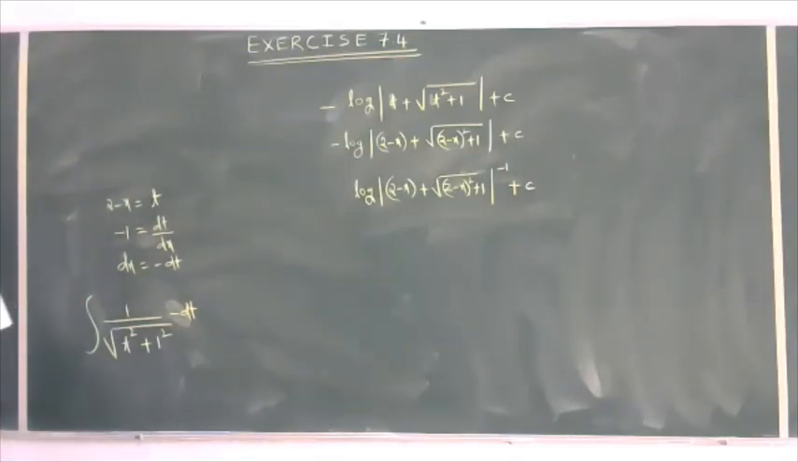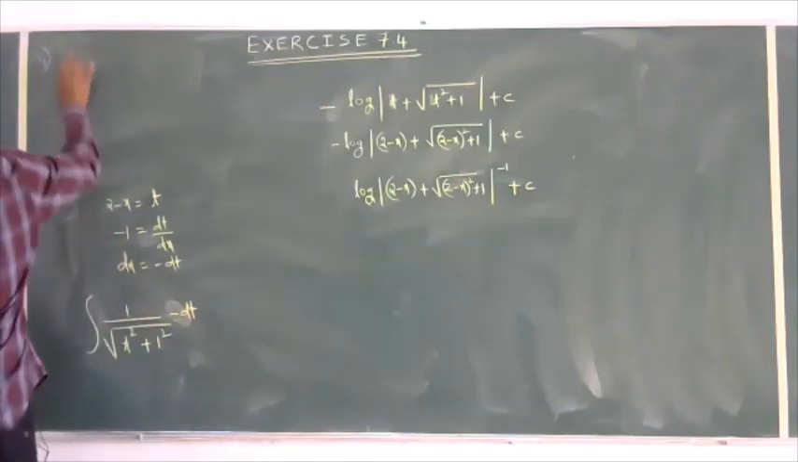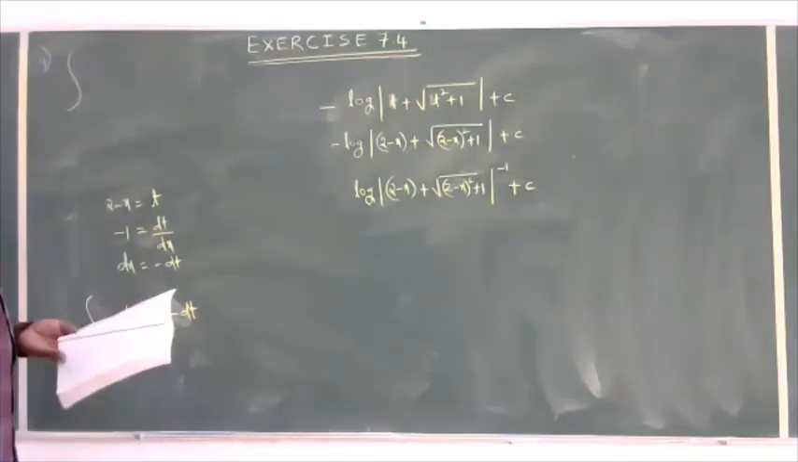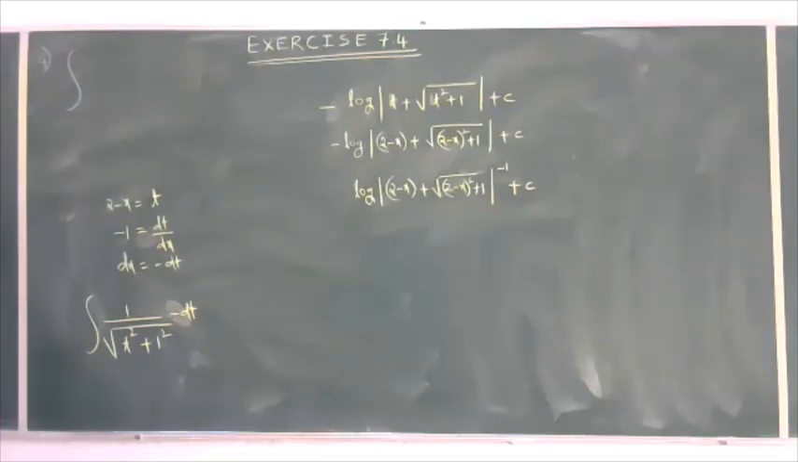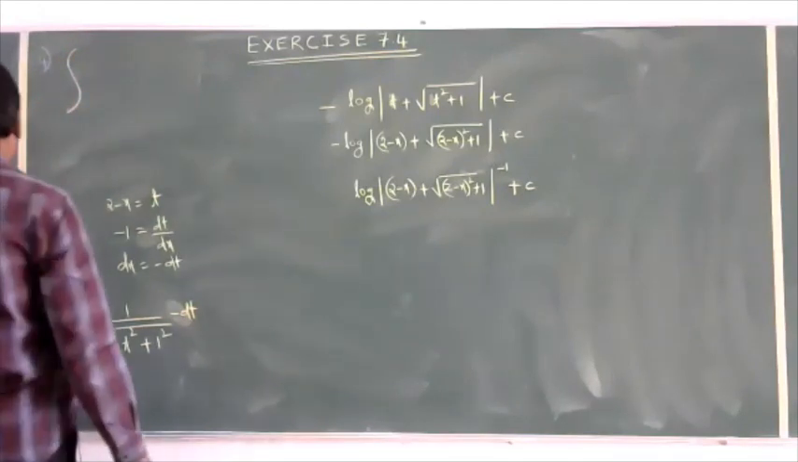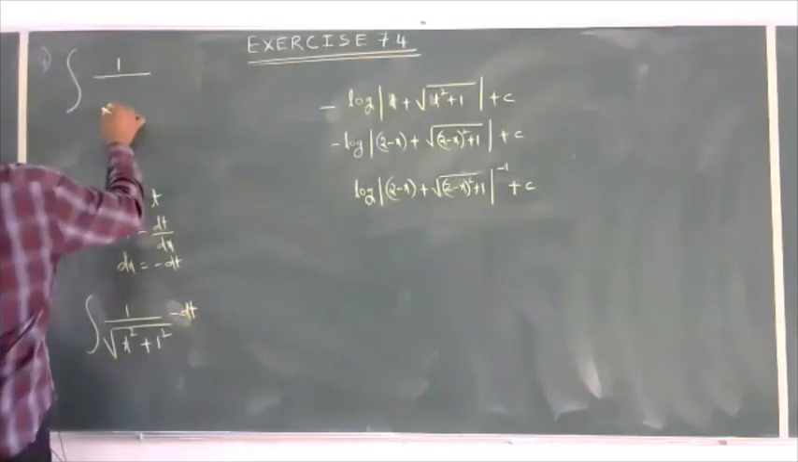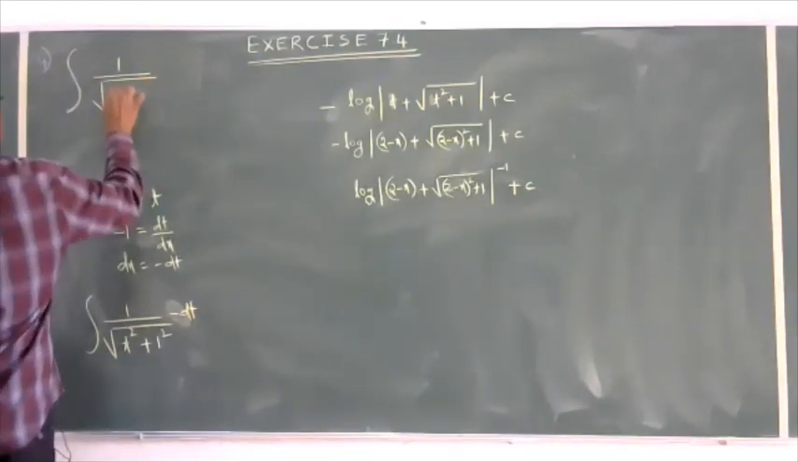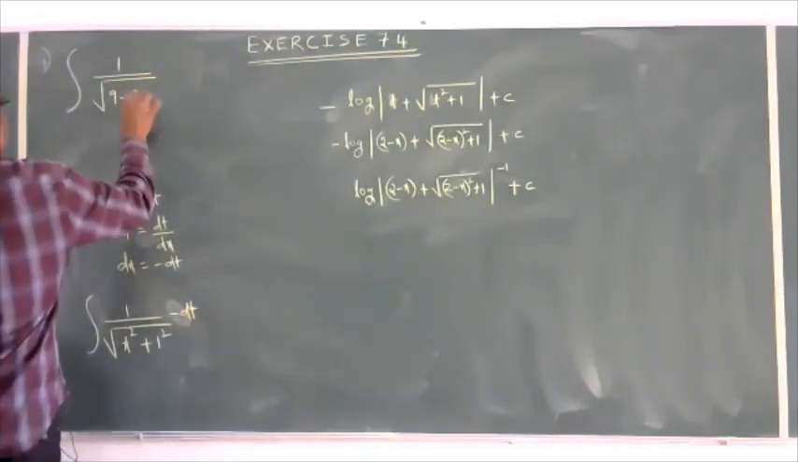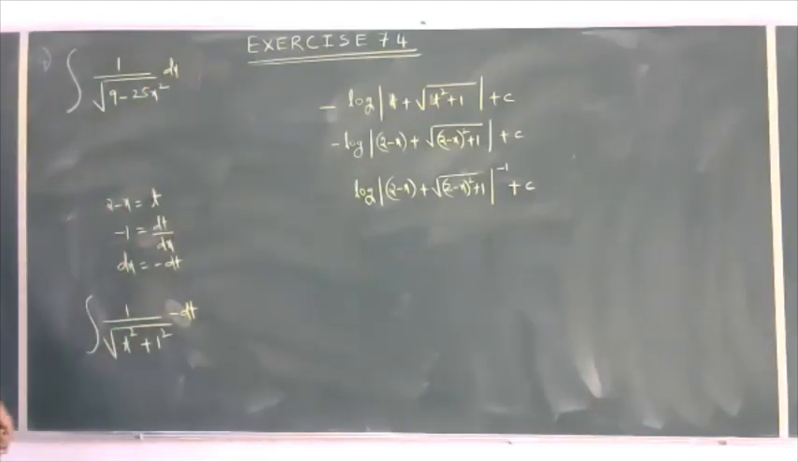Next, fourth problem. Integral 1 by root of 9 minus 25 x square dx.